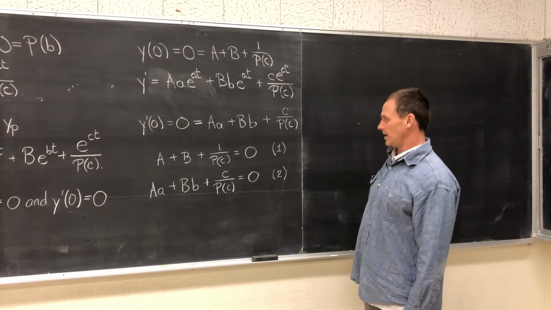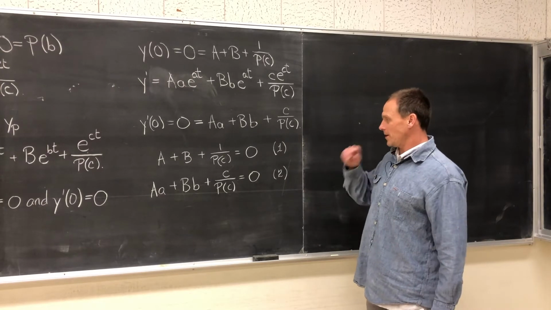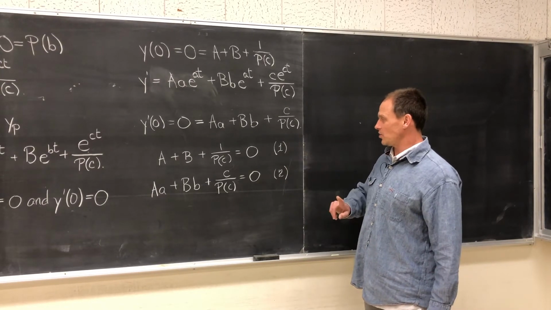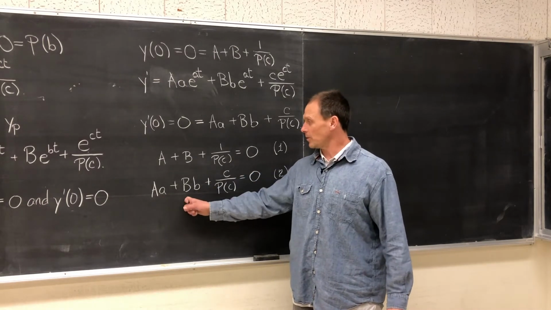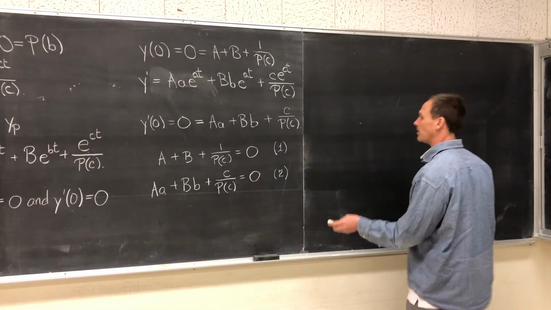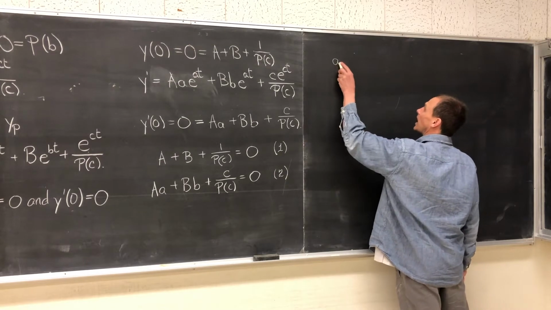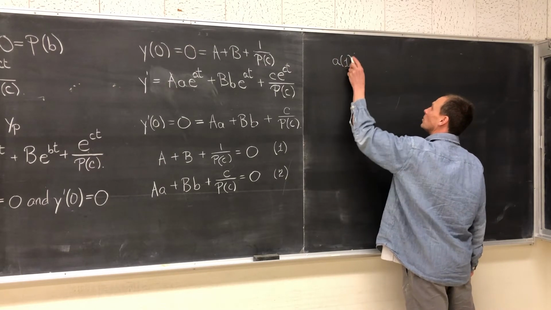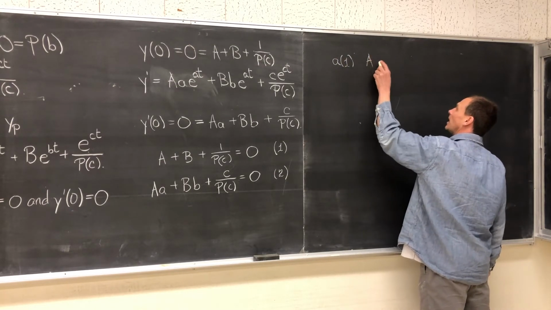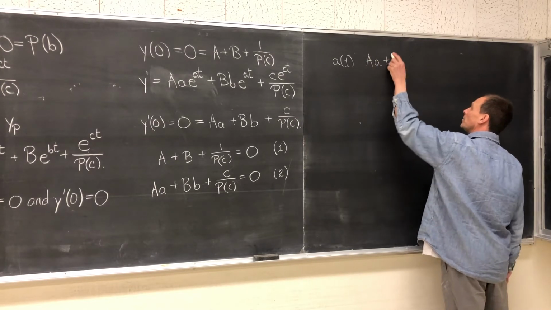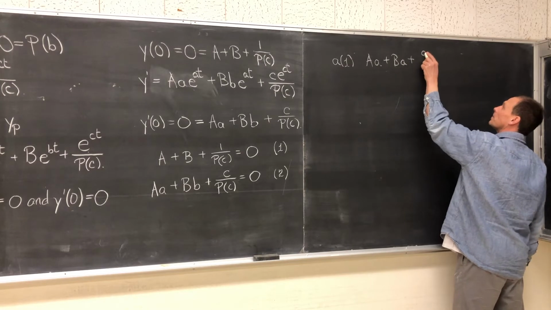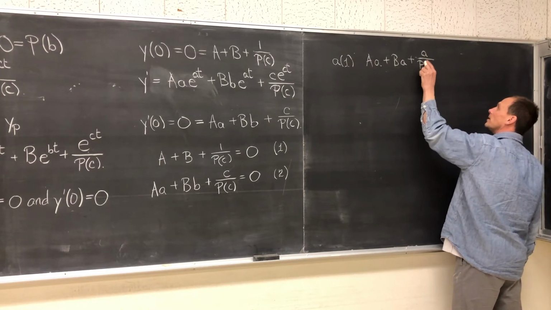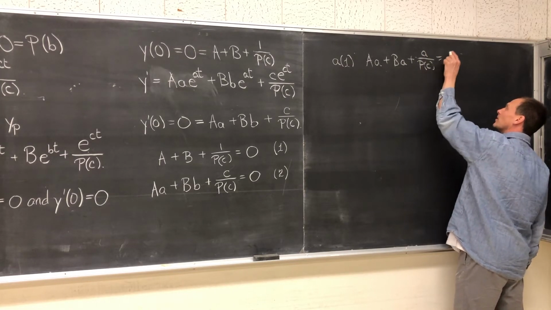Let's take, oh, I know what we'll do. Let's multiply equation 1 by a. And that'll help us, then that'll give us a b. So if I take a and I multiply it by equation 1, that's going to be aa plus ba plus a over p of c still equals 0.